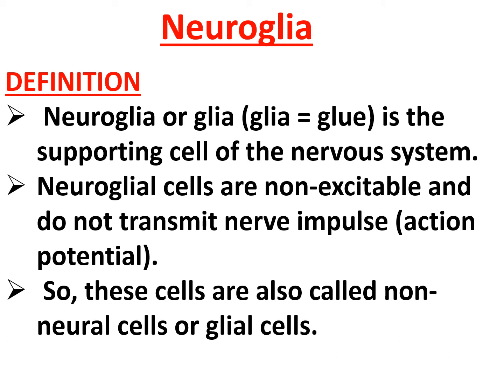So, what is the definition of neuroglia? So, neuroglia or glia. Glia means glue. So, neuroglia are the supporting cells of the nervous system, and neuroglial cells are non-excitable and do not transmit nerve impulses or action potentials. So, these cells are also called non-neural cells or glial cells.